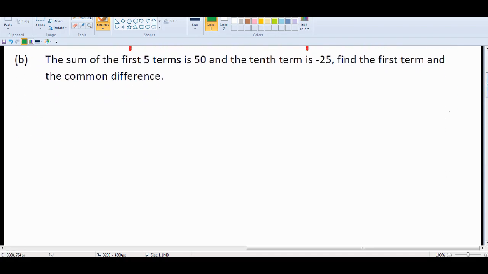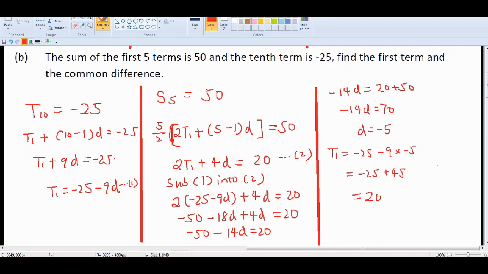Okay, so the second one is quite similar to the above one. I'm going to give you some time to do it, and after that we'll check the answer. Alright, so let's check the answer. If you got common difference d equals minus 5 and T1 equals 20, then congratulations, you got the correct answer.